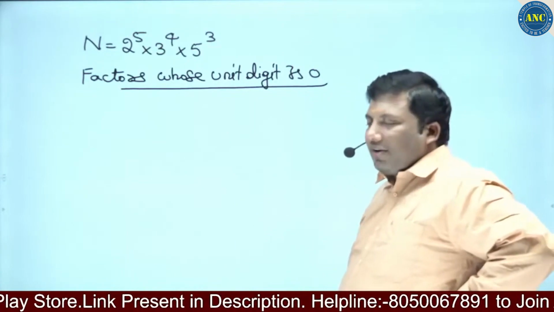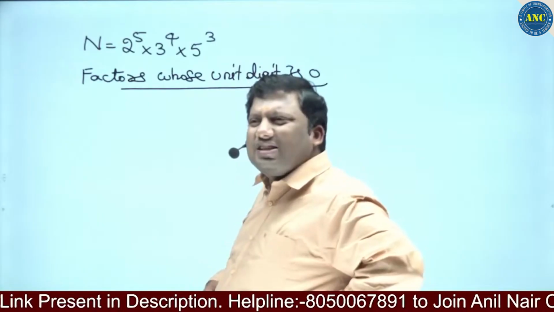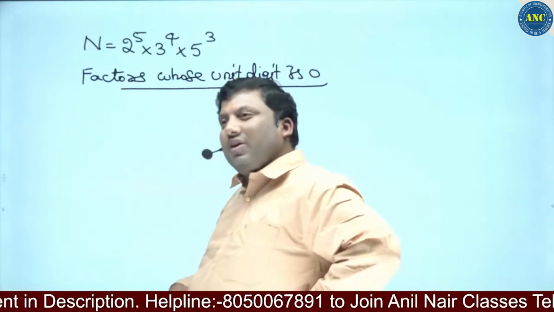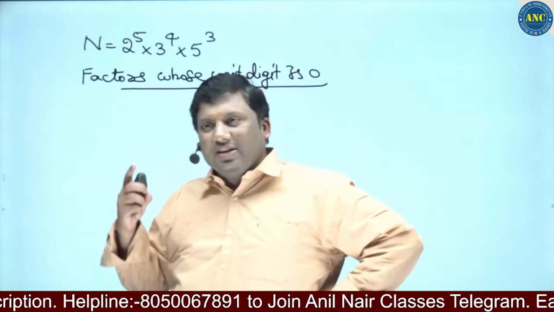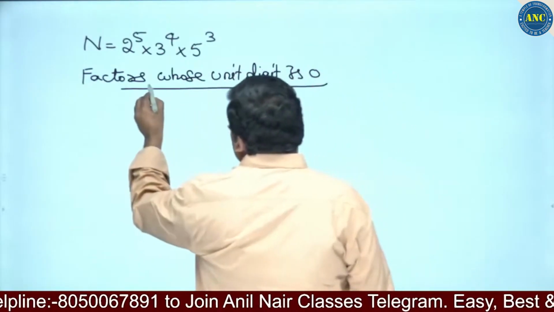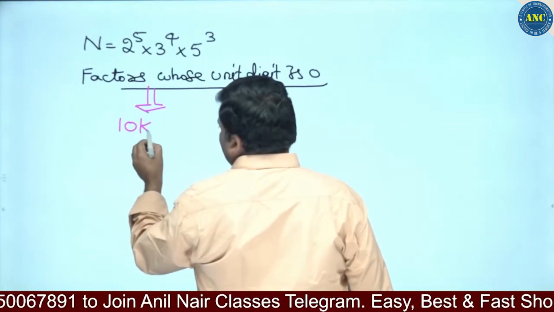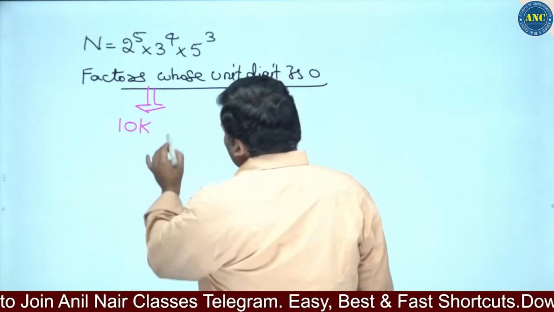Now listen carefully. What is the smallest natural number whose unit digit is 0? 0 cannot be taken. 10 can be taken. Next number 20, next number 30, next number 40, 100, 1000, unit digit 0. A factor whose unit digit is 0 is nothing but a number which is a multiple of 10. Are you all with me?